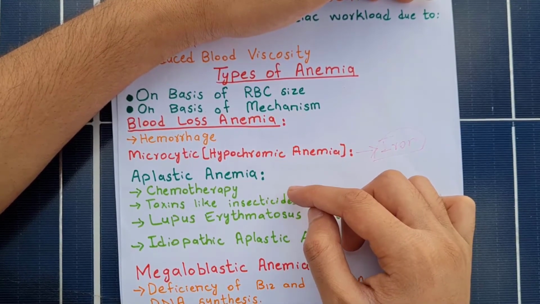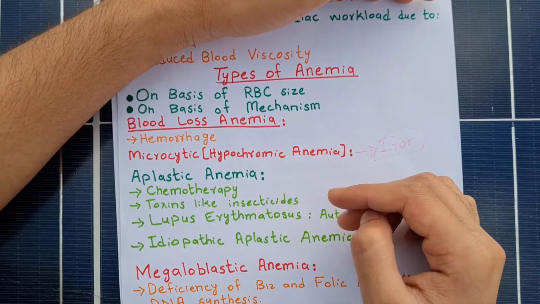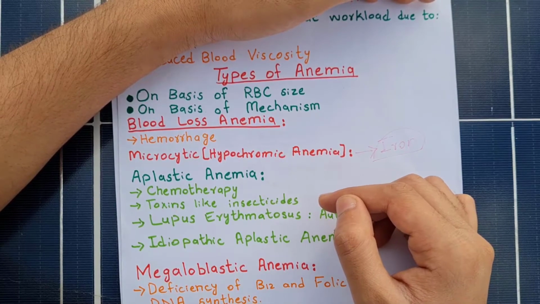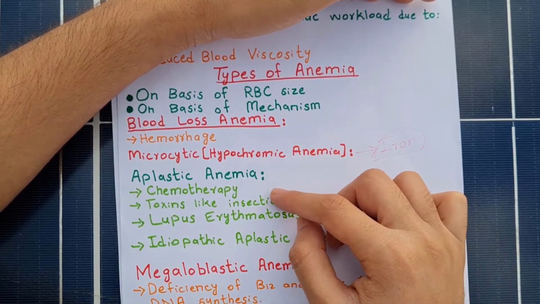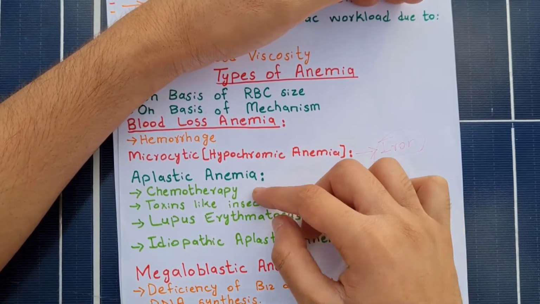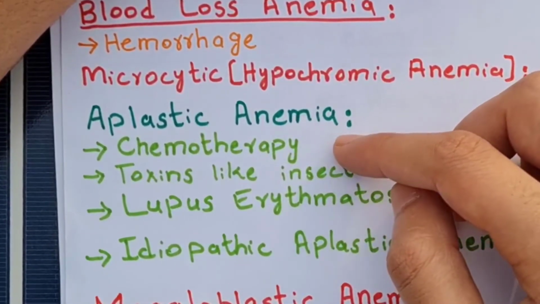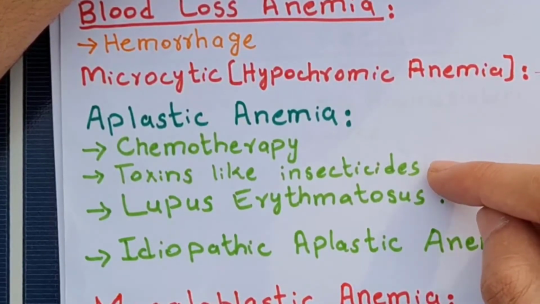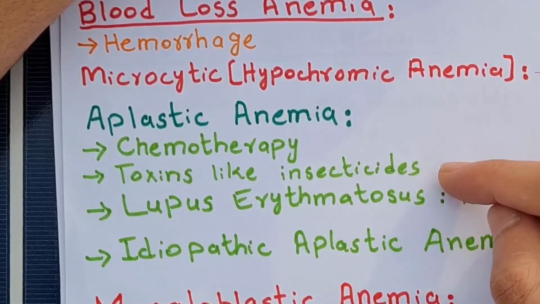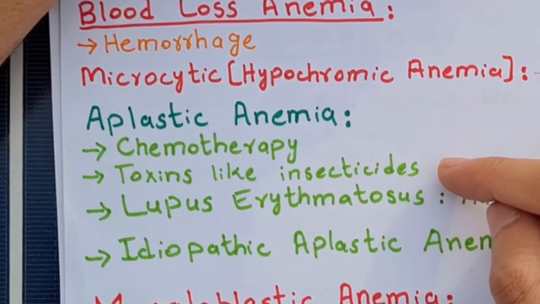So this disorder can be due to radiations. As in case of cancer, treatment requires radiation. So such radiations can have a side effect on our bone marrow and can lead to aplastic anemia, for example, in case of chemotherapy. Additionally, some toxins can also destroy our bone marrow, such as insecticides, so they can also lead to aplastic anemia.